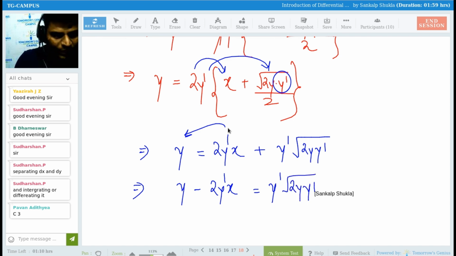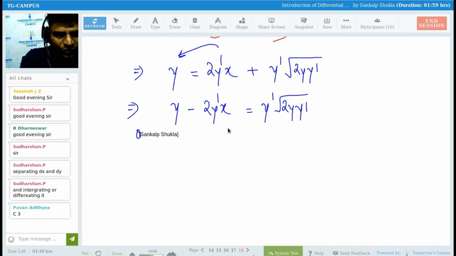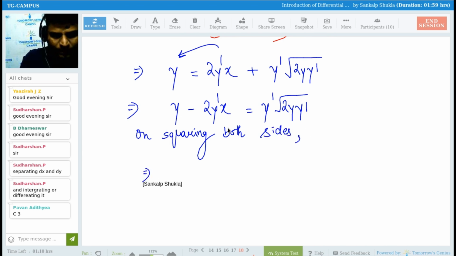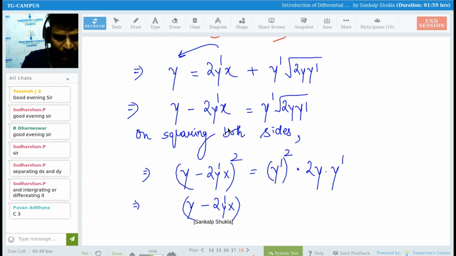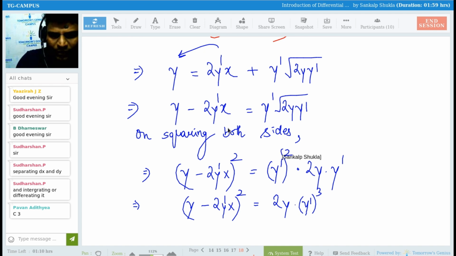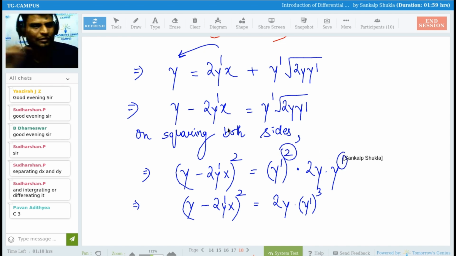2y y dash. Again, now you can whole square this equation. So on squaring both sides, y minus 2y dash x whole square is equal to y dash square into 2y y dash. So this entirely will become y minus 2y dash x whole square is equal to 2y y dash whole cube, because this is power 2 and this is power 1. So this will be power 3.